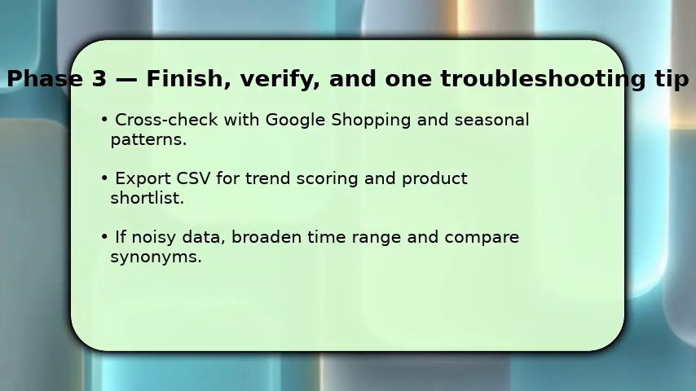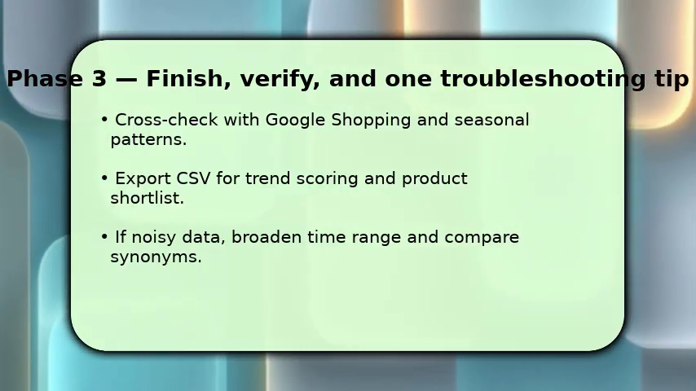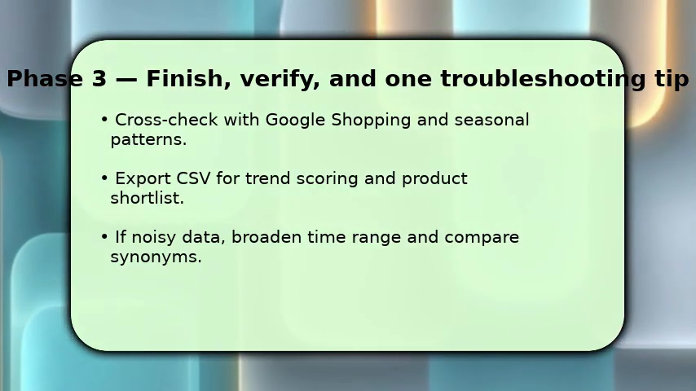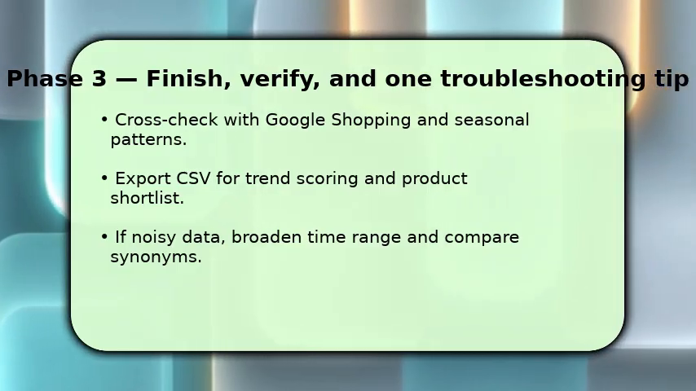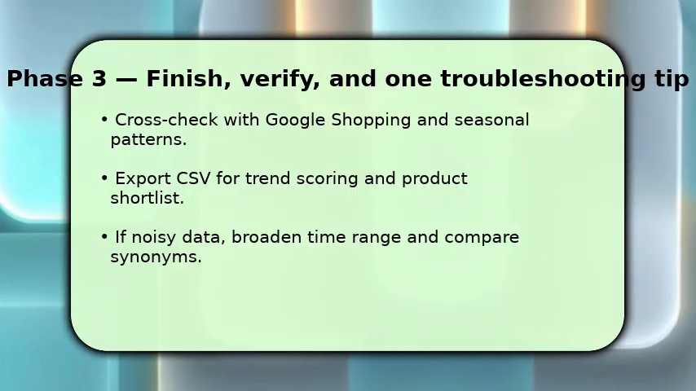If the data looks noisy or inconsistent, broaden the time range and compare synonyms or alternate spellings to smooth out anomalies. A key troubleshooting tip: when results conflict, increase geographic scope and reevaluate.